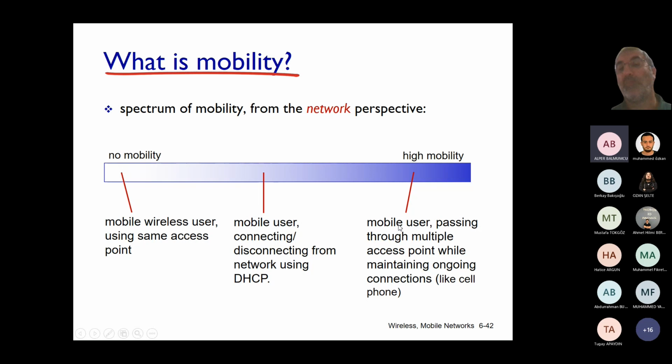When you say highly mobile, that means a mobile user passing through multiple access points, like a cell phone in a car driving at 100 km/h, where you keep changing and handing over from one base station to another. You are highly mobile. And we have different levels between these two extreme points, such as in the middle, like a mobile user connecting, sometimes disconnecting from the network. This is the mobility level.